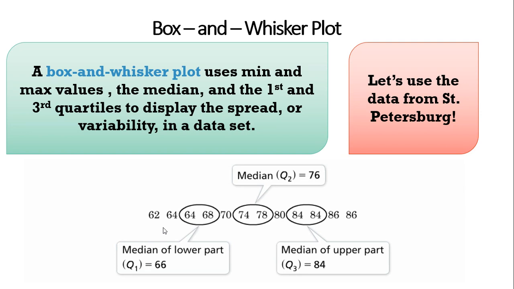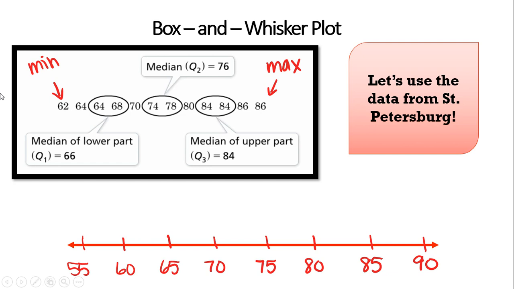So we found out already, we did a bunch of the hard work already. We lined it up from smallest to largest: 62, 64, 64, 68, 70, 74, 78, 80, 84, 84, 86, and 86. That is our data set from smallest to largest. We found our median already, it's 76, and we found Q1 being 66 and Q3 being 84. So let's make a box and whisker plot.